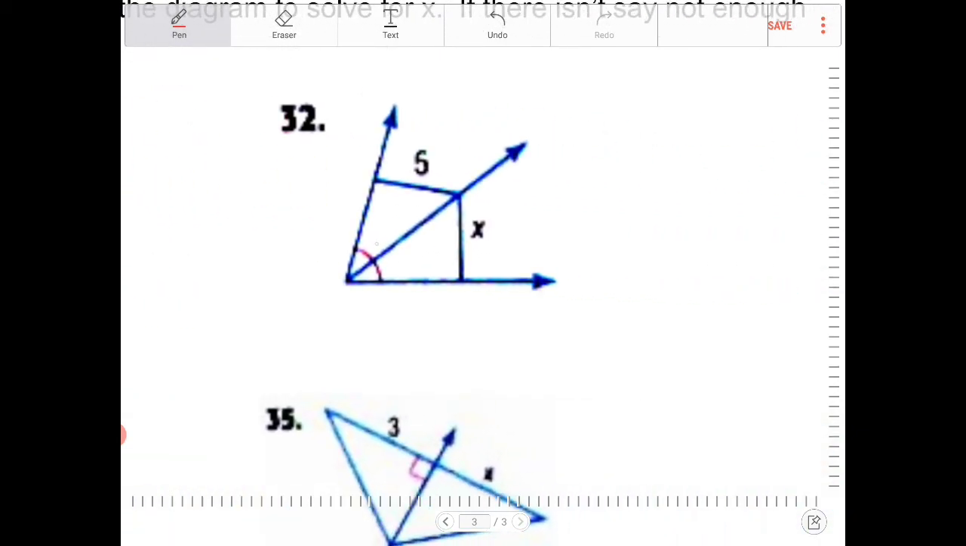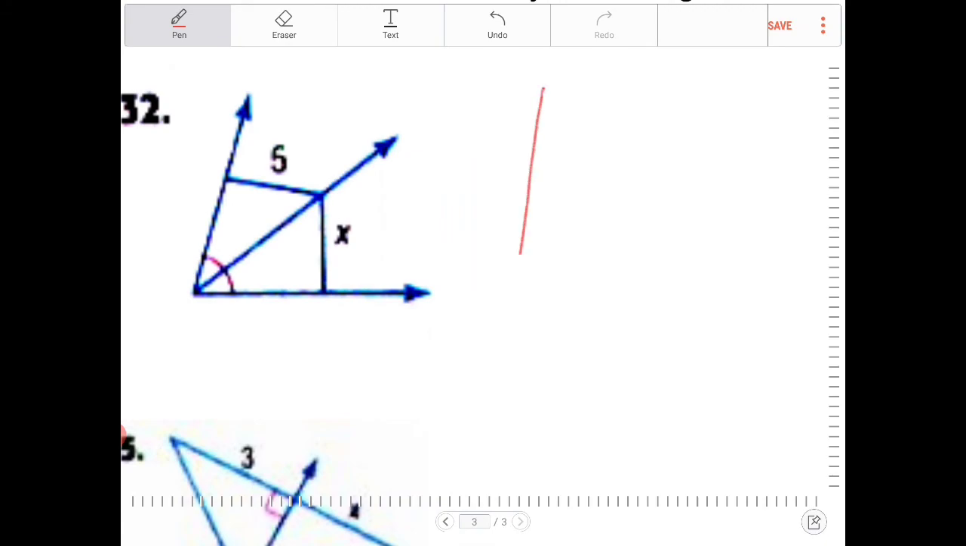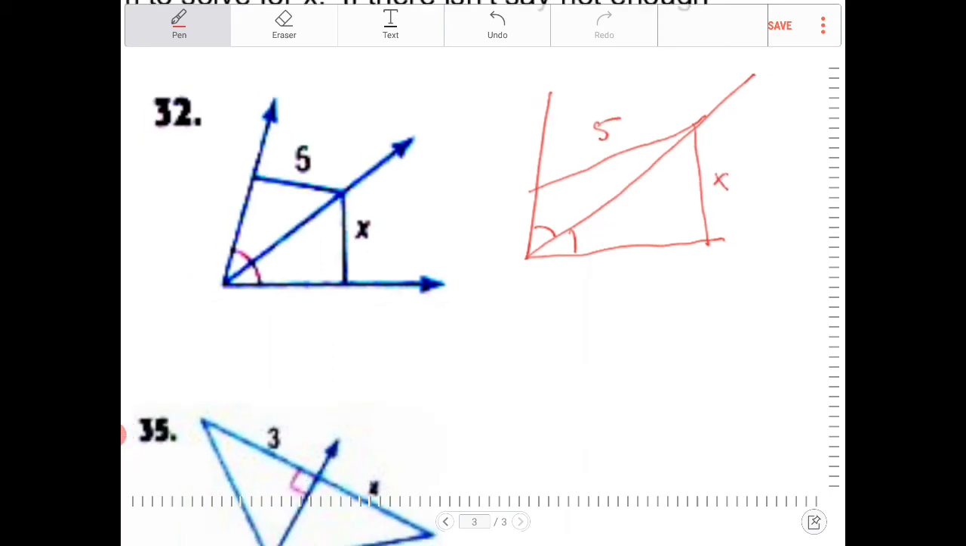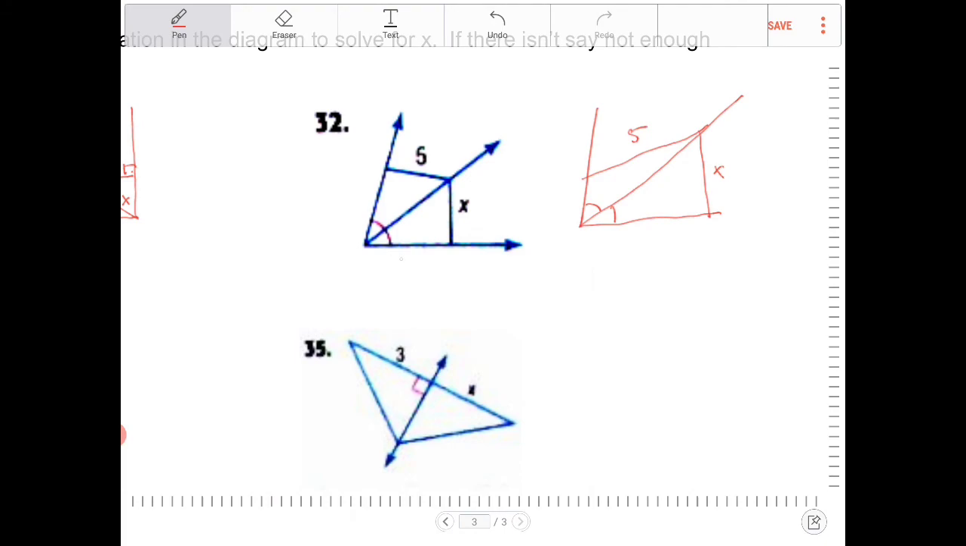Let's see here. These two angles are the same. However, we have no idea whether or not these are right angles, because the diagram can very well be drawn in this manner. Let me just demonstrate this. Those two angles are the same, but it could be drawn in this manner here. Actually, let me make it more apparent. So this could be 5 and then that could be x. There's no way for us to tell what that angle is. So again, this is not enough.